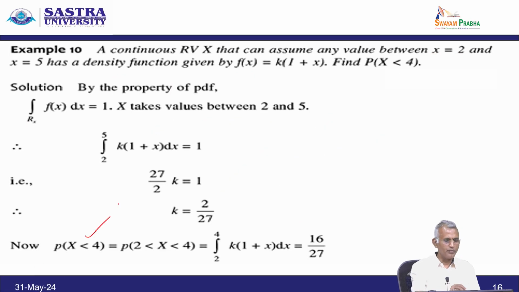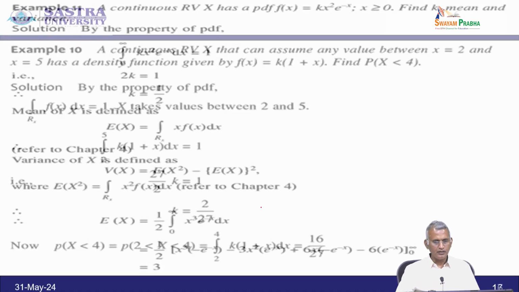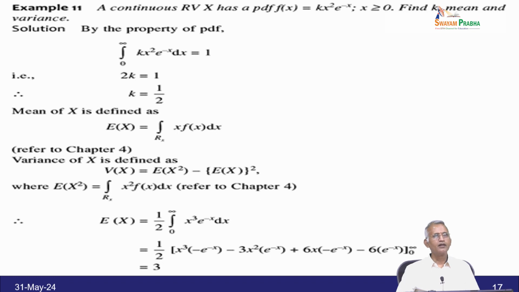Now, p of x less than 4 is equal to the probability that x lies between 2 and 4, and the corresponding integral is the integral from 2 to 4 of k into (1 plus x) dx, equal to 16 by 27. You know the k value, so we substitute k and get the answer.